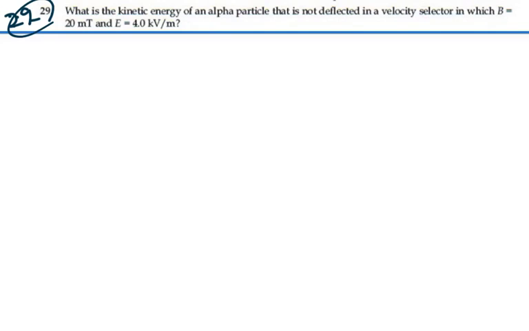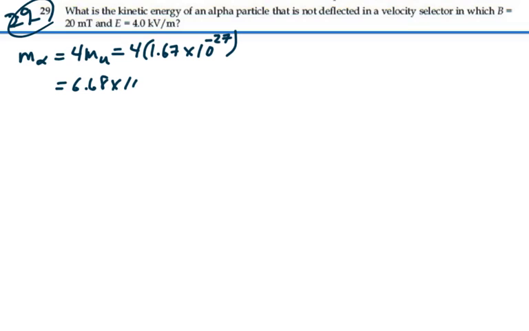Well, if we have an alpha particle, the mass of an alpha particle is 4 times the atomic mass unit. And the atomic mass unit is approximately the mass of a proton, 1.67 times 10 to the minus 27 kilograms. So this is going to be 6.68 times 10 to the minus 27 kilograms for the mass of the alpha particle.